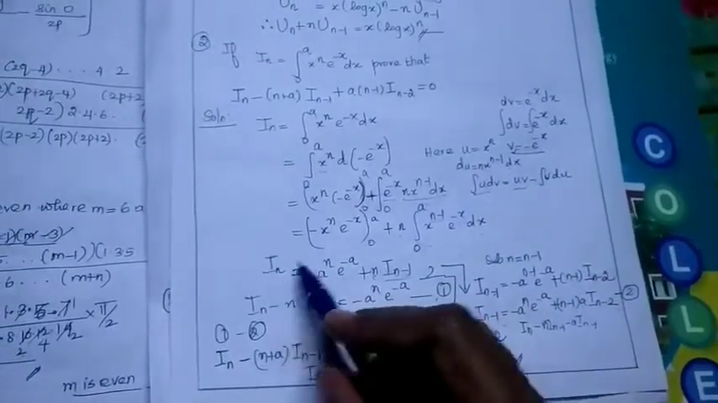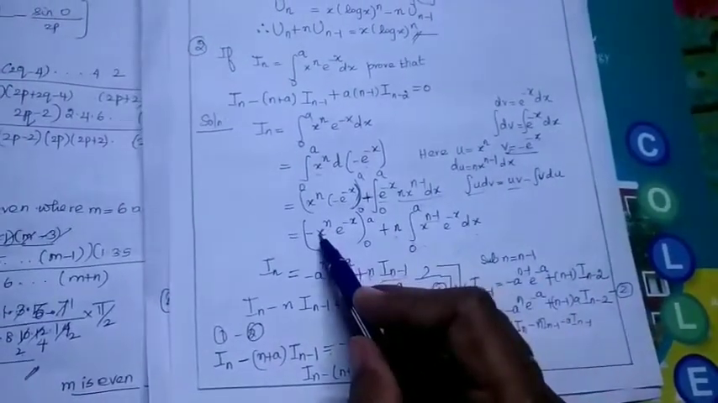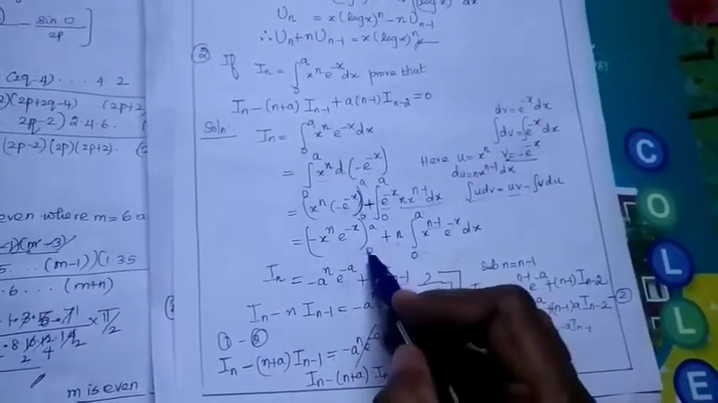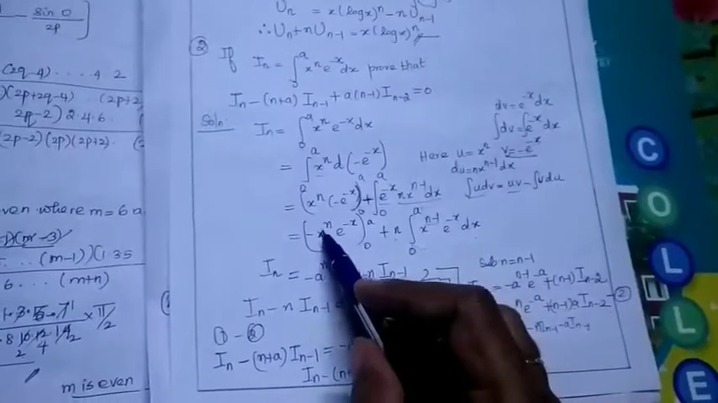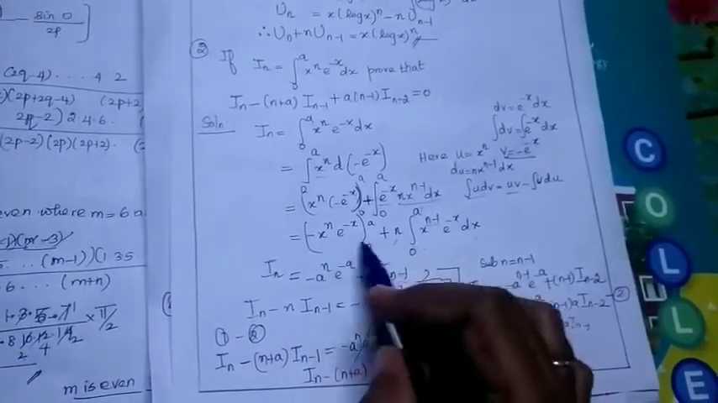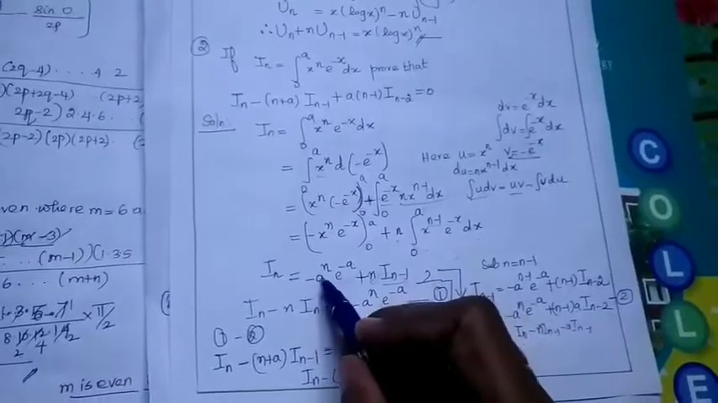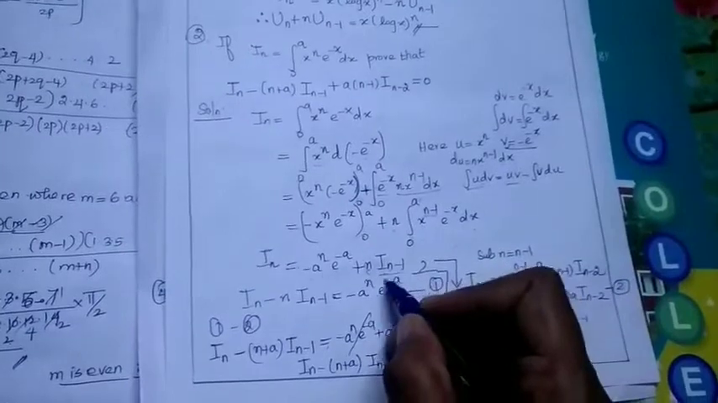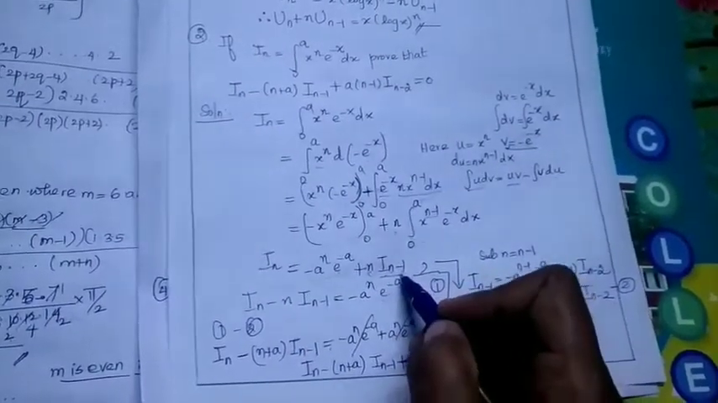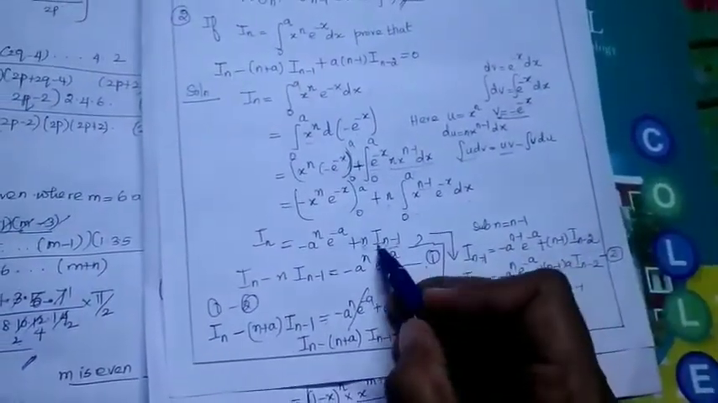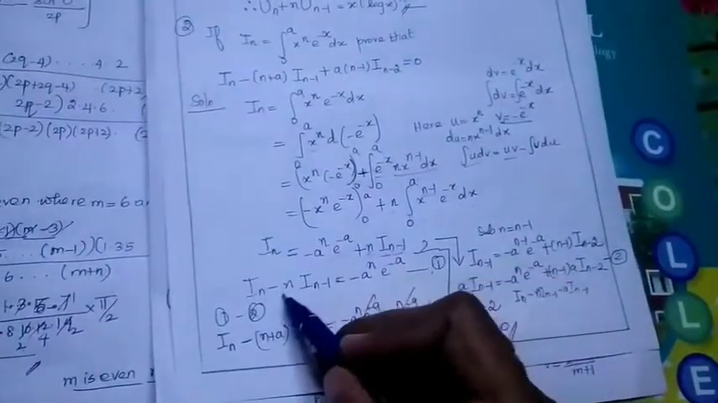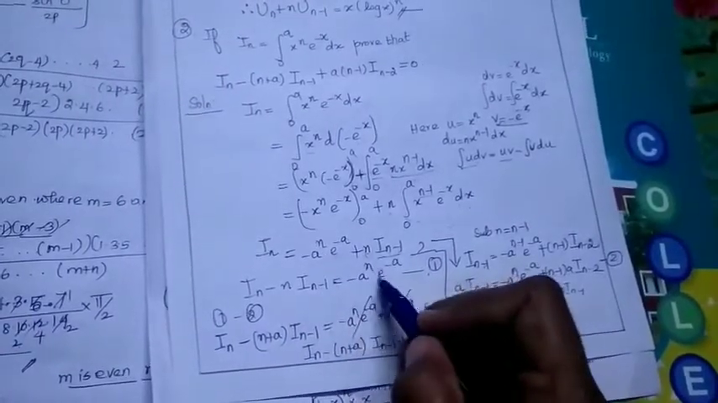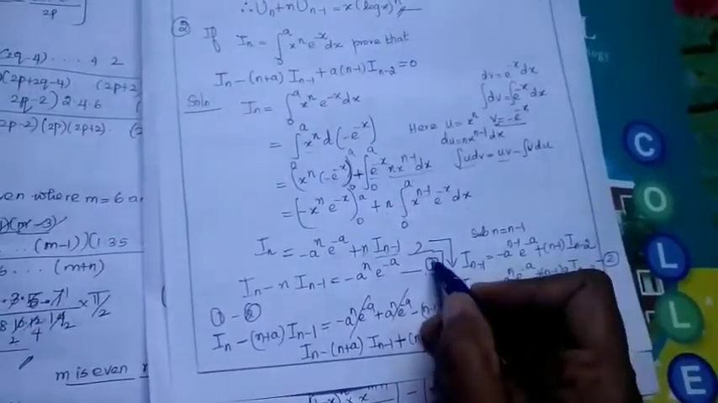So on the left side I_n. Substitute the upper limit for x: minus a^n e^(-a). The lower limit is 0, so 0 times anything will become 0, so the lower limit value is neglected. That is minus a^n e^(-a) plus n times I_(n-1). So this is your equation for I_n. Now I am going to bring this term to the left side. What you get: I_n minus n I_(n-1) equals minus a^n e^(-a). Mark this as equation number 1.